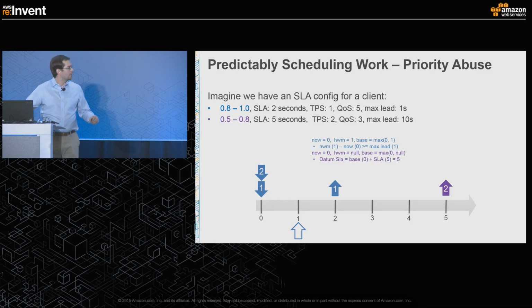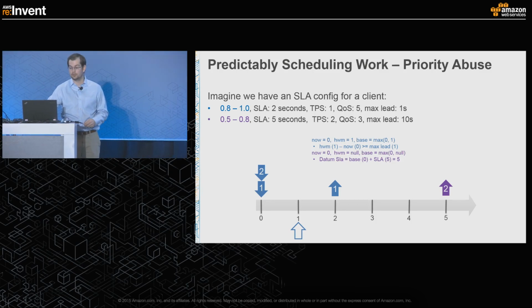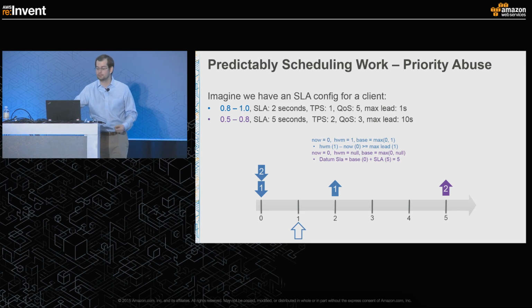So we end up taking our base of 0, and then we look up our SLA time. Now, our SLA time is much longer for the lower priority, so we've given a 5-second SLA for this one. As a result, it will end up scheduling all the way out at 5 seconds in the future, and it will have a lower quality of service. So it will have quality of service of 3.